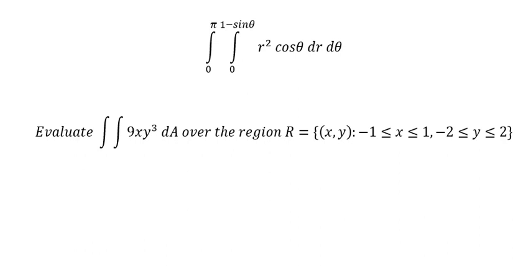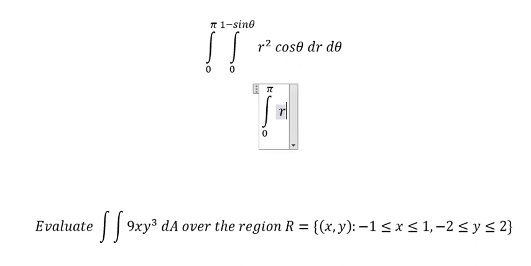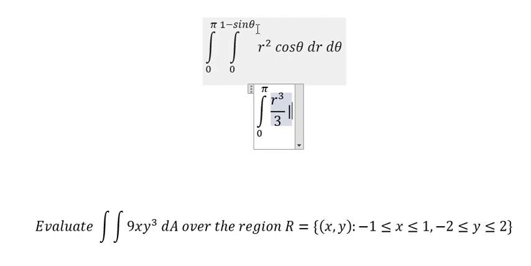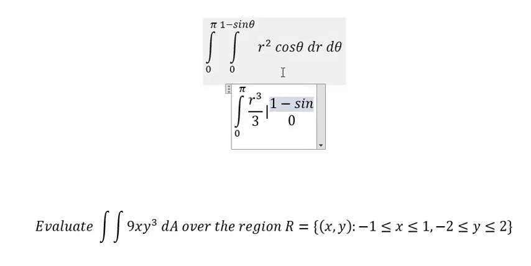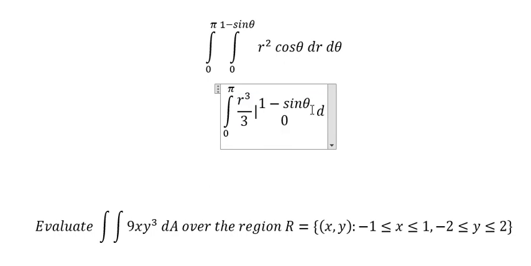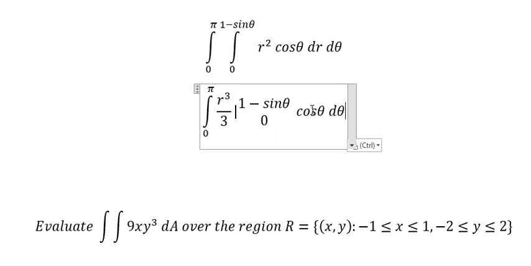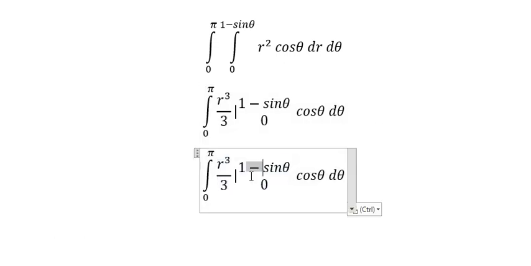Question number 2. The integration of r squared is r to the power of 3 over 3. And then we put the bounds from 0 to 1 minus sin theta. So we put this one in here, 0 in here. So we have like this.